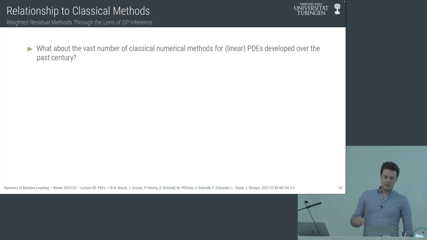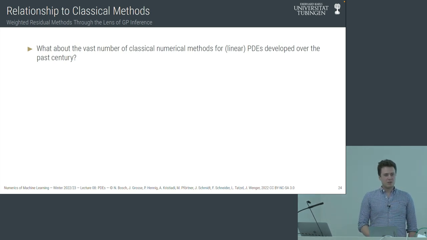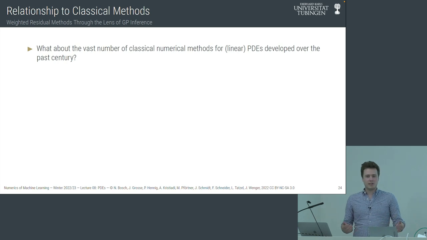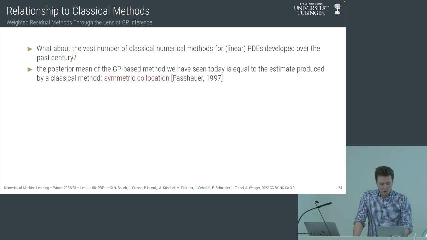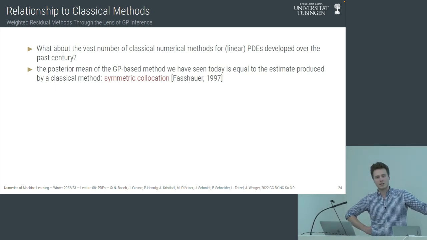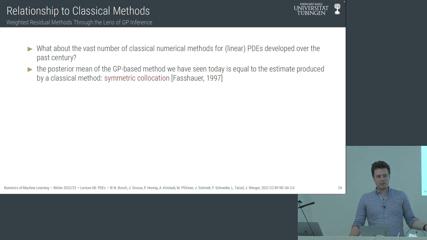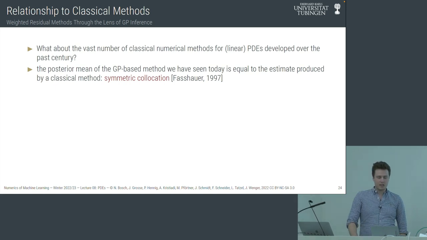All right, so I talked a little bit about classical numerical methods for these PDEs, which have been developed over this past century. So how does this approach fit into it? It might seem a little bit weird to use a GP when there's all this stuff already developed. But it actually turns out that the posterior mean of this method we've been developing, assuming that you don't add any uncertainty, so you have exact boundary conditions and you have exact right-hand sides of the PDE, is just the point estimate produced by some classical method. In this case, it's called symmetric collocation, which is also why these points are called collocation points. So this is just one method.